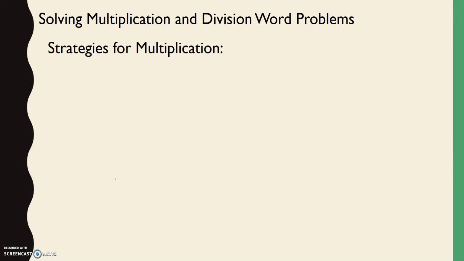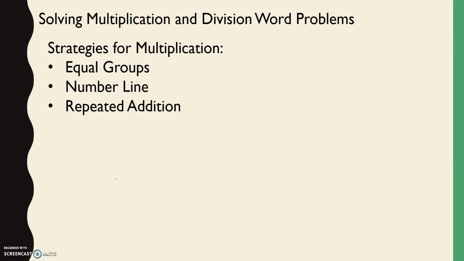Strategies that we use when we solve multiplication. Remember, we've talked about a bunch of different strategies. We have equal groups where we create as many circles and put that many numbers in each circle by our factors. We have a number line where we can skip count by 2s or 3s or 4s or 5s, whatever it is that we're multiplying by. We have repeated addition where we can add the number as many times as we need to get our answer. And then we have arrays where we make rows and columns based on our factors to find out our product.